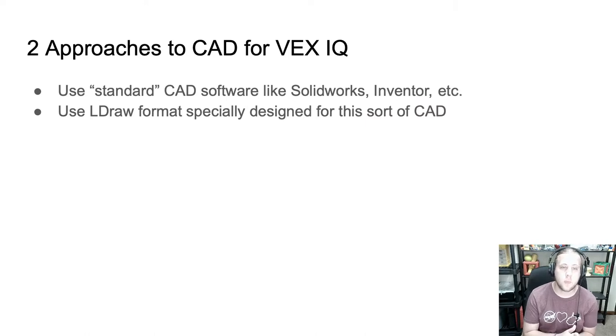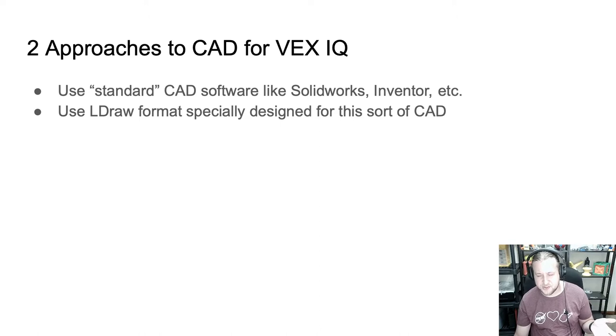So there are two approaches that we can take to using CAD with the VEX IQ platform in particular. The first approach is we can use industry standard CAD packages like SolidWorks or Inventor or Onshape or Fusion 360. There are parts available in the STEP format on the VEX website. We can download those parts and open them in any of these standard software packages and build assemblies like that. That approach certainly has its advantages. There are a lot of teams that like to do that, and it can work very well.